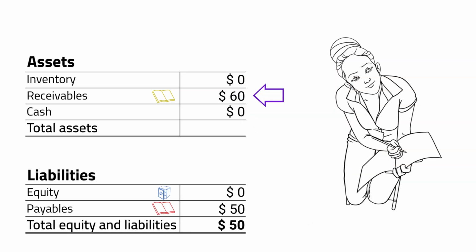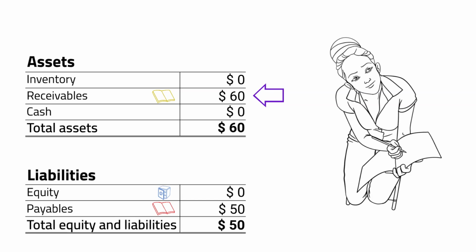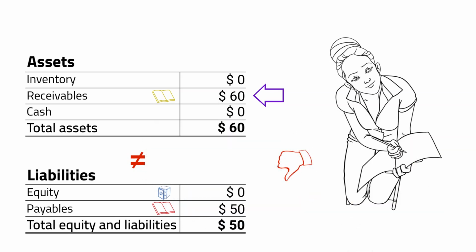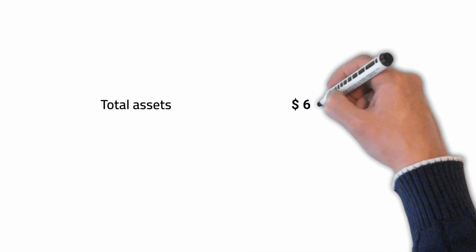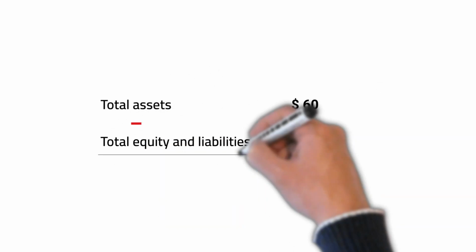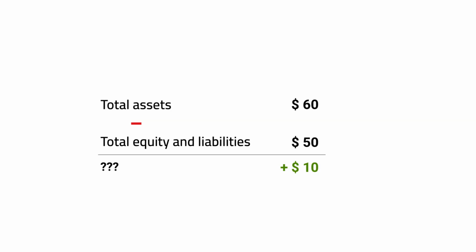So you have receivables now of $60 because you sold the apples for $60, but the liabilities are staying as payables of $50. The balance sheet doesn't balance. Let's fix it. So now you have assets of $60 and liabilities of $50. Your assets are higher than your liabilities by $10. Why? For the first time, you have earned a profit, $10. Profits are yours and belong to you.